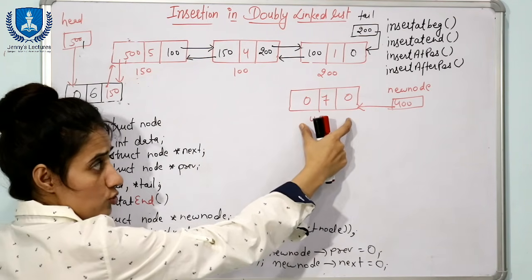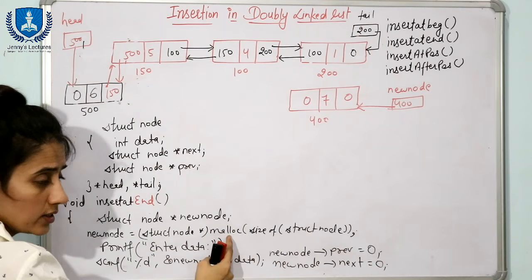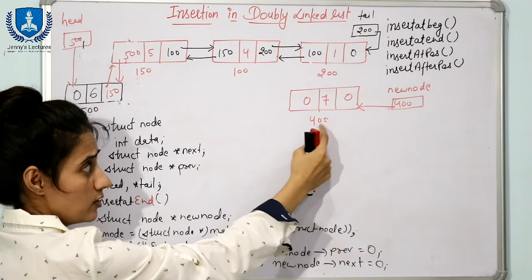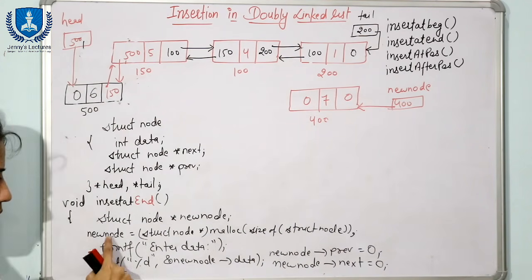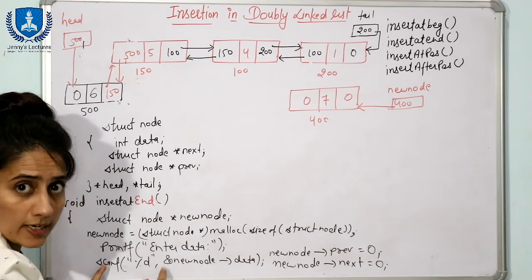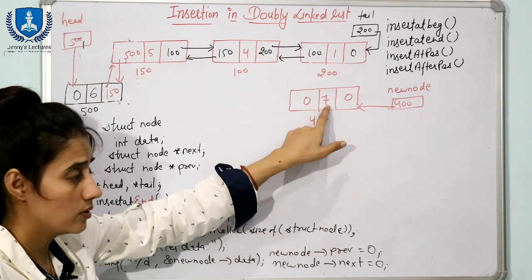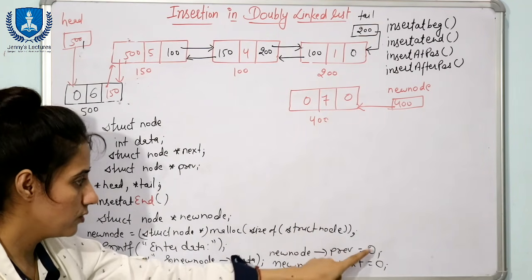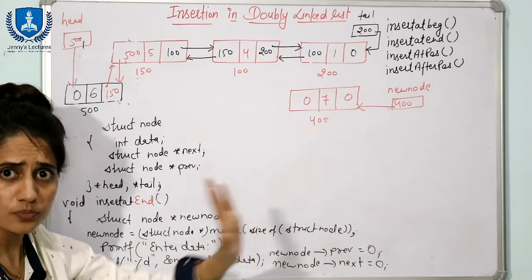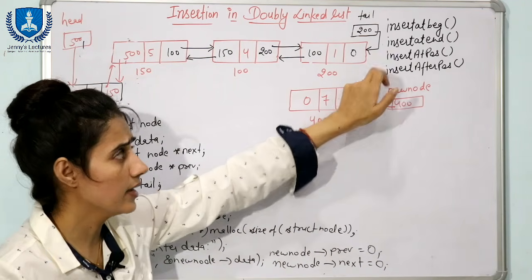Same, we have created this node. Dynamically we have allocated the memory. Suppose the address is 400. This 400 would be stored in this new node pointer. We have taken the data from the user. Here we have put 7 and here we have put 0 and 0. Now how to insert this data here?